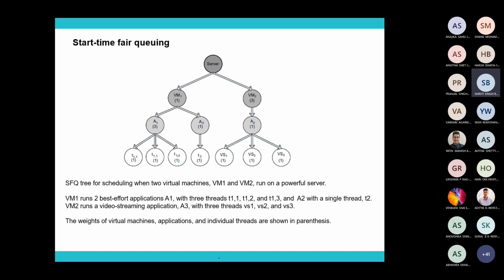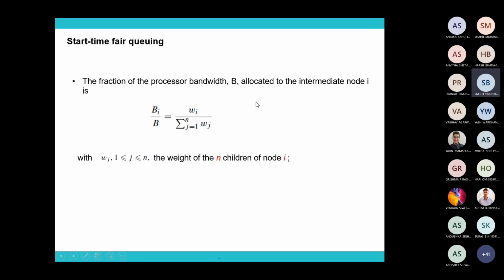For example, in this previous example, just look at the root. VM1 is allocated weightage 1 and VM2 is allocated weightage 3. Now, how much fraction will it execute? The total weight is 3 plus 1, which is 4. VM1's fraction of time is 1 by 4, and with respect to VM2, it is 3 by 4. That is what is mentioned here: 1 by 4 and 3 by 4, according to the weight.